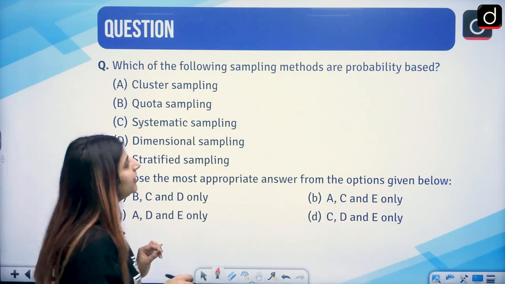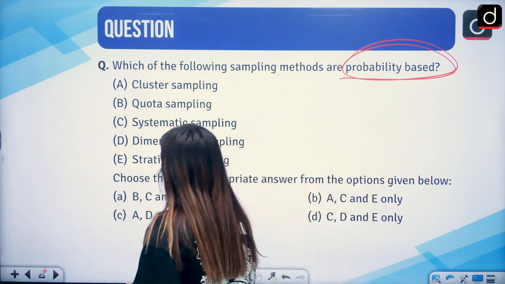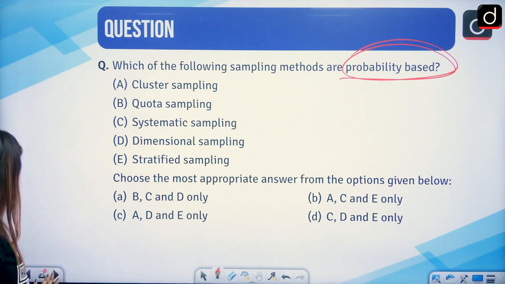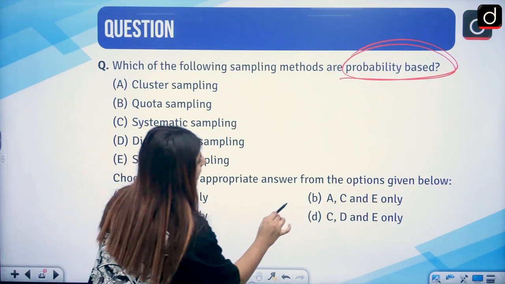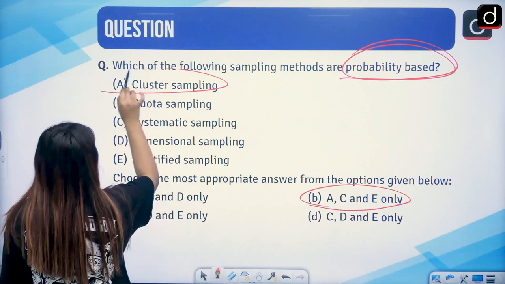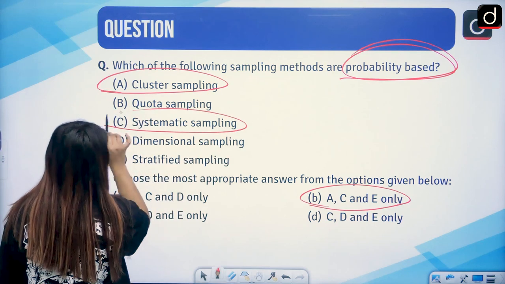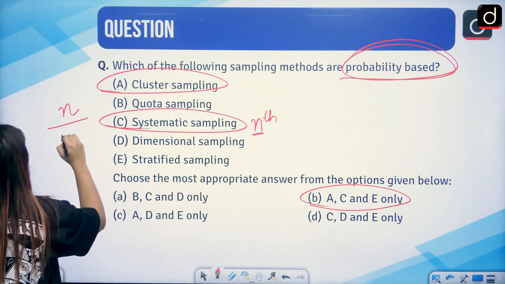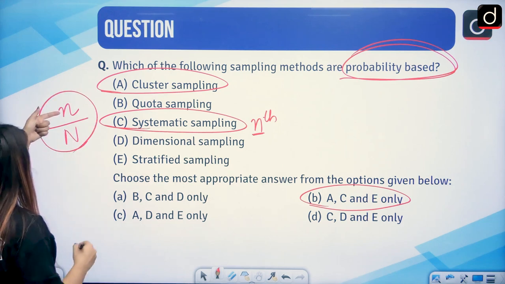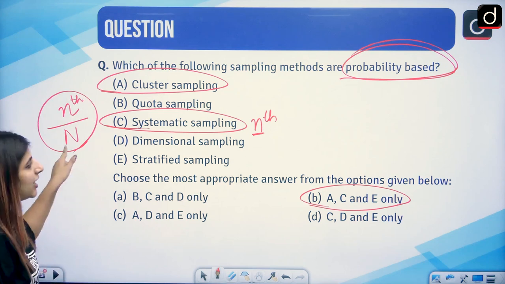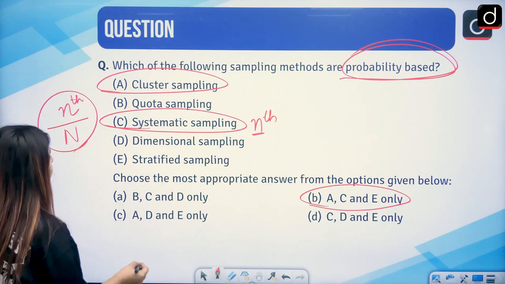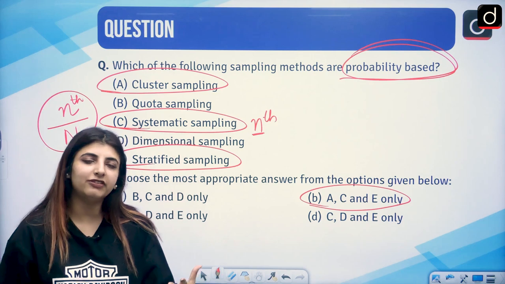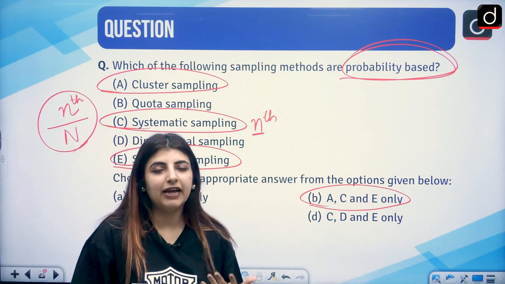Next question, probability sampling technique. You can pause your screens and try to answer. The answer to this question is option B, that is A, C and E. Cluster sampling, correct? Systematic sampling, where every nth stands for you dividing your population by your sample, right? So every nth member, whatever number comes, will be your participant, will be your sample. A, C and E, and stratified, divided into different strata, and based on those very groups you are going to conduct your sampling technique and your research, right?